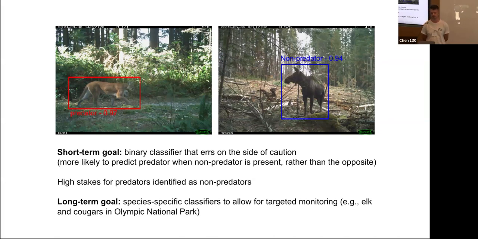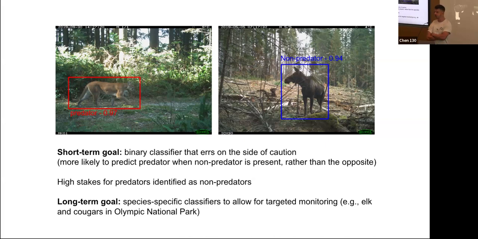The long-term goal is to be able to develop species-specific classifiers to allow for targeted monitoring. If you've watched the news around Washington, you might know that 2 weeks ago, an 8-year-old was dragged out of his campground by a mountain lion, and the Rangers in Olympic National Park are now hunting that mountain lion, trying to figure out where it's at. So it would be really fantastic to be able to deploy Sentinel in these areas and get an immediate notification of where that mountain lion is. Unfortunately, they'll go out and pull that mountain lion, but that's just the nature of conflict.